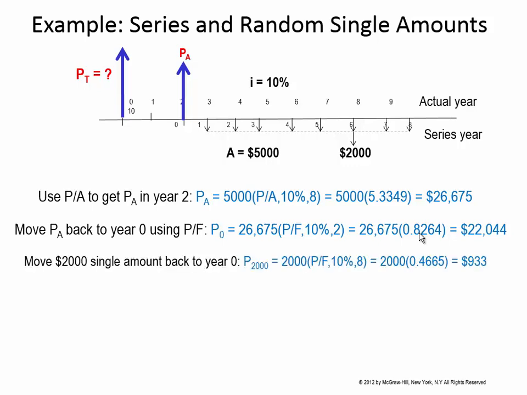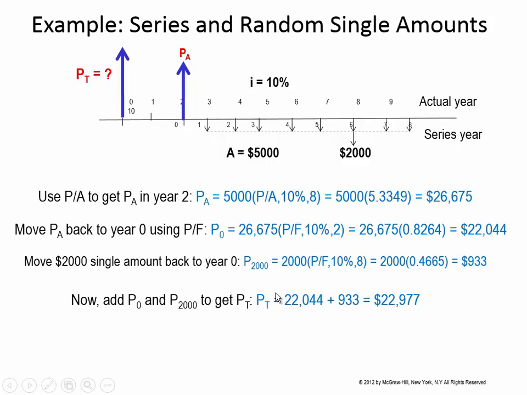And then that single amount of $2,000, we can just move that all the way from year 8 to year 0 in a single step. We don't have to move that to our series year 0 or the quasi-0. We just move it all the way. So that's why we're using n equals 8 when we're doing a P/F calculation. So the combined amount is the contribution from the annual series and the contribution from that single $2,000 payment in year 8. And altogether it's worth $22,977.